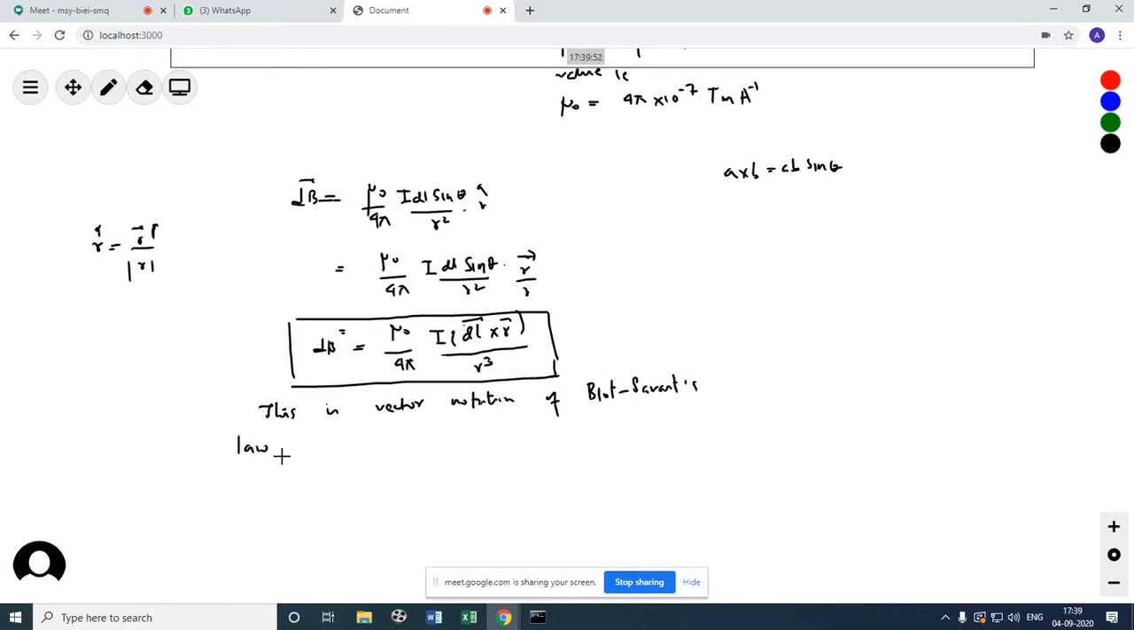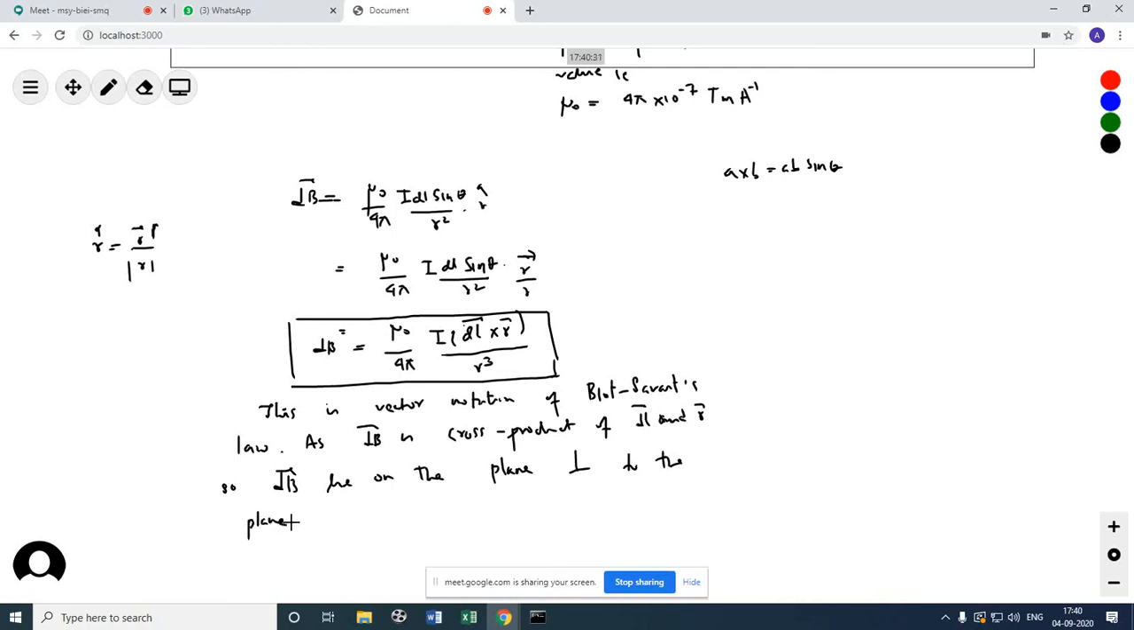And clearly you can see dV vector is a cross product of dl and r. So dV vector lies on a plane perpendicular to the plane of dl vector and r vector.